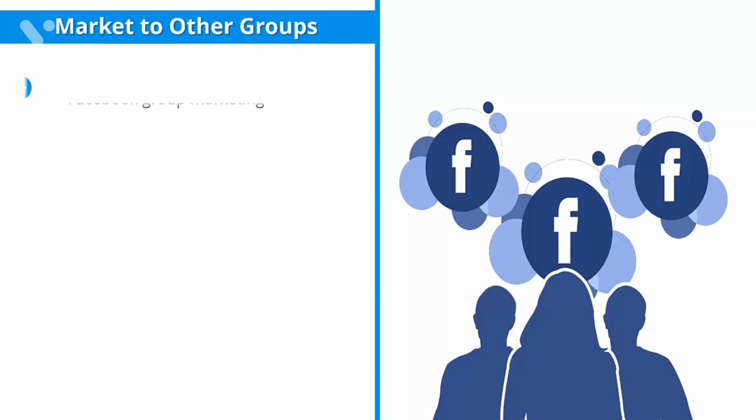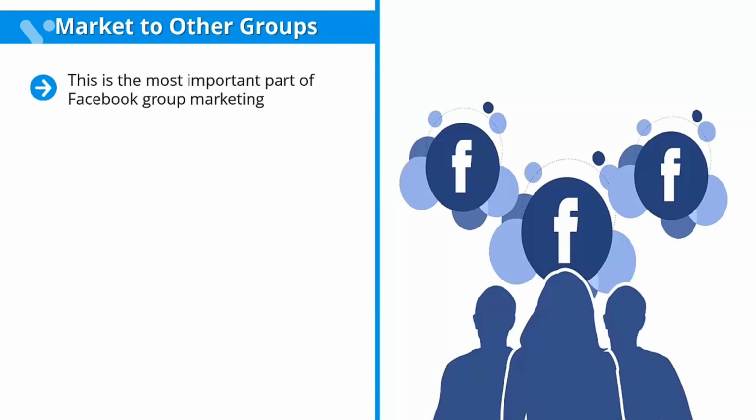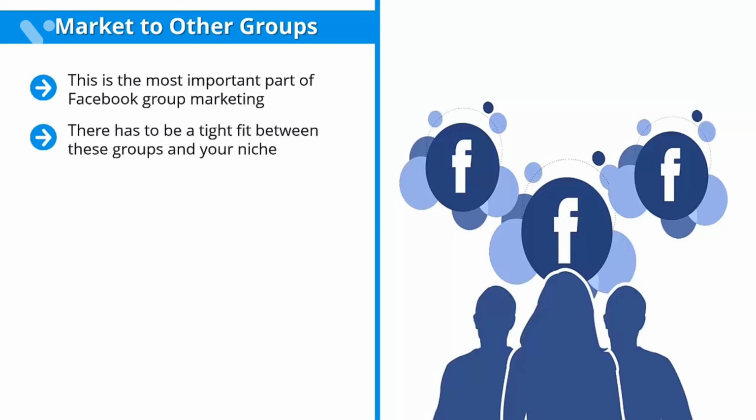Market to other groups. This is the most important part of Facebook group marketing, because if you were to just build your own group as a supplemental source of traffic for your page, you're probably not going to grow all that much. You have to go to other groups which have already done a good job attracting the eyeballs that you want to attract. There has to be a tight fit between these groups and your niche. Go to those places and become a credible poster. This means that you should refrain from just dumping the same content that you have on your page to these groups. Invest time in them to become a local expert or a credible authority.